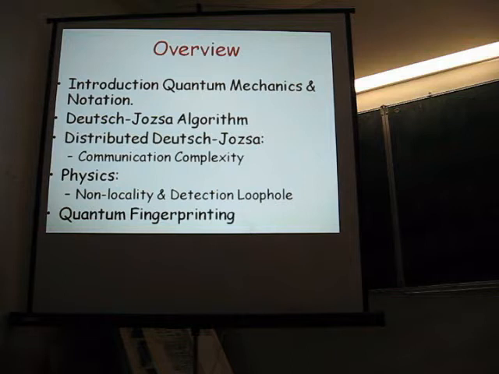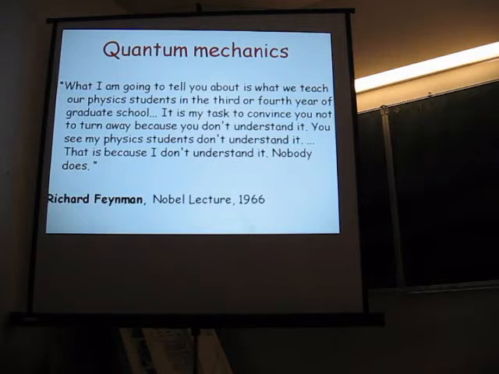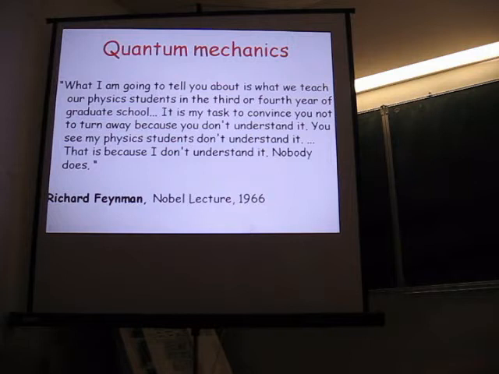Actually, forget this overview. An amusing quote of Richard Feynman, from his Nobel laureate lecture in 1966: what I'm going to tell you about is what we teach our physics students in the third or fourth year of graduate school. It is my task to convince you not to turn away because you don't understand it. You see, my physics students don't understand it. That's because I don't understand it, and nobody does.